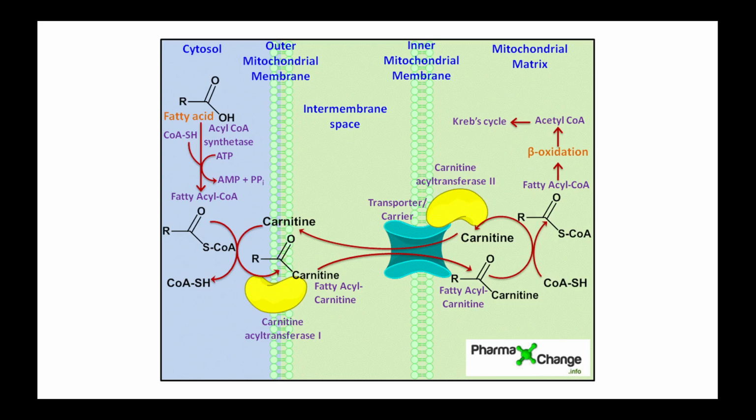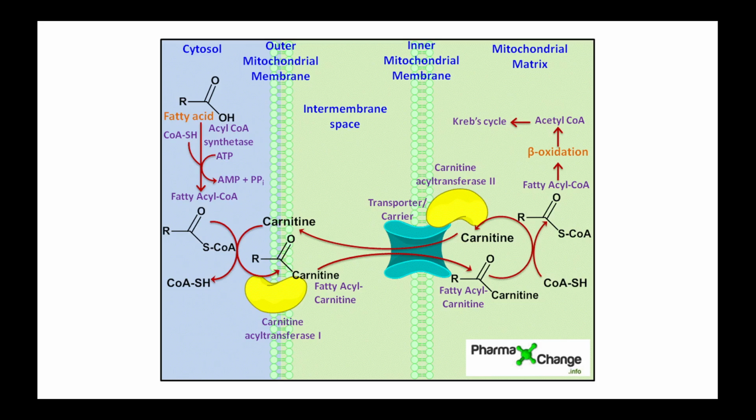So the fatty acid becomes fatty acyl coenzyme A in the cytosol. That is the activated form that is required for beta oxidation. But now you know the enzymes of beta oxidation are present inside the mitochondria, so it has to reach the mitochondria. Fatty acyl coenzyme A has to travel through the outer and inner membrane of mitochondria to reach the mitochondrial matrix where the other enzymes of beta oxidation are present.